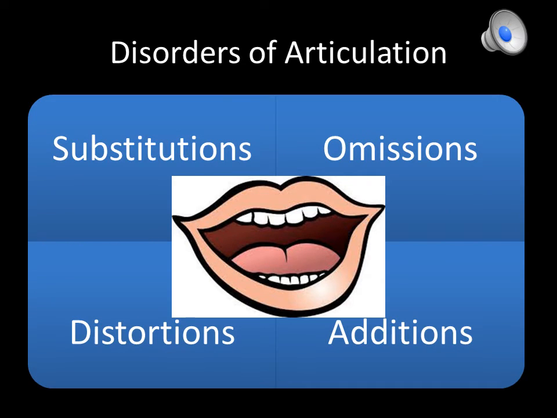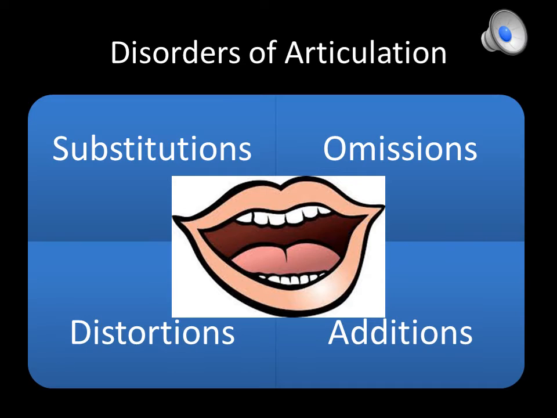After a speech-language pathologist has assessed a child with a speech sound disorder, they begin to classify the speech sound errors. If a child has one or two misarticulations, SLPs, or speech-language pathologists, use a traditional method of classification. This is what we use for articulation disorders. There are four areas that we may classify these sounds in: substitutions, omissions, distortions, or additions.